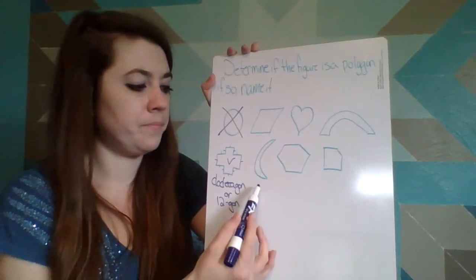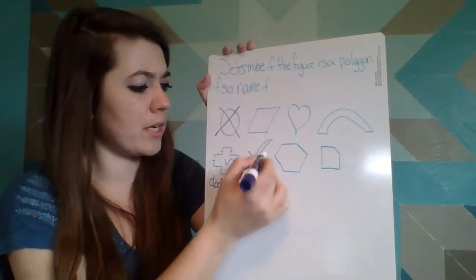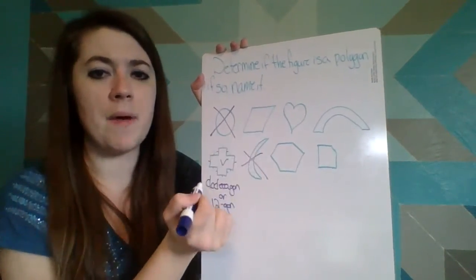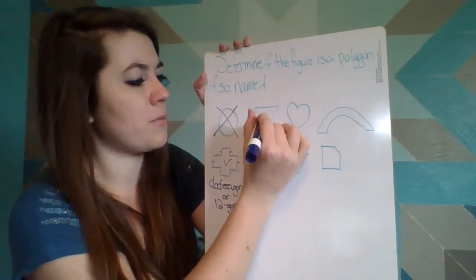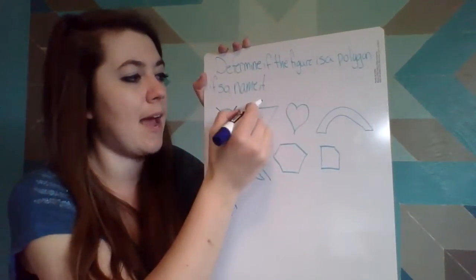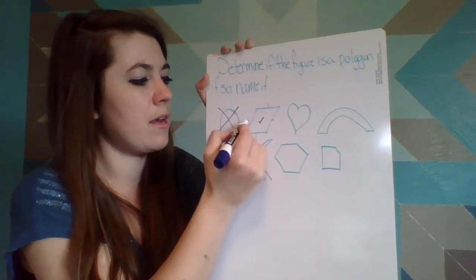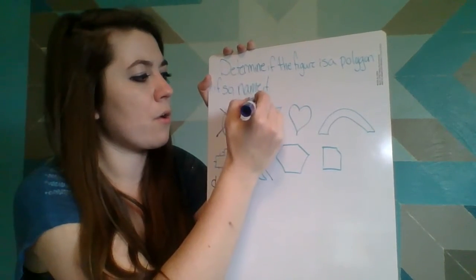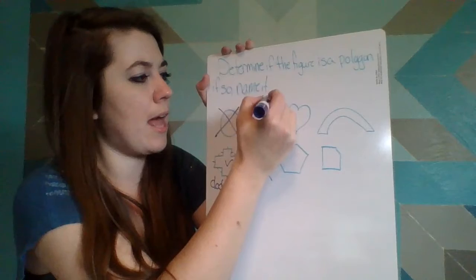All right, what about this one right here? Is it a polygon? Nope, it's all sorts of curves. What about this one up here? Is it a polygon? Yes, it is. What kind of polygon? How many sides does it have? 1, 2, 3, 4. So it's a quadrilateral.